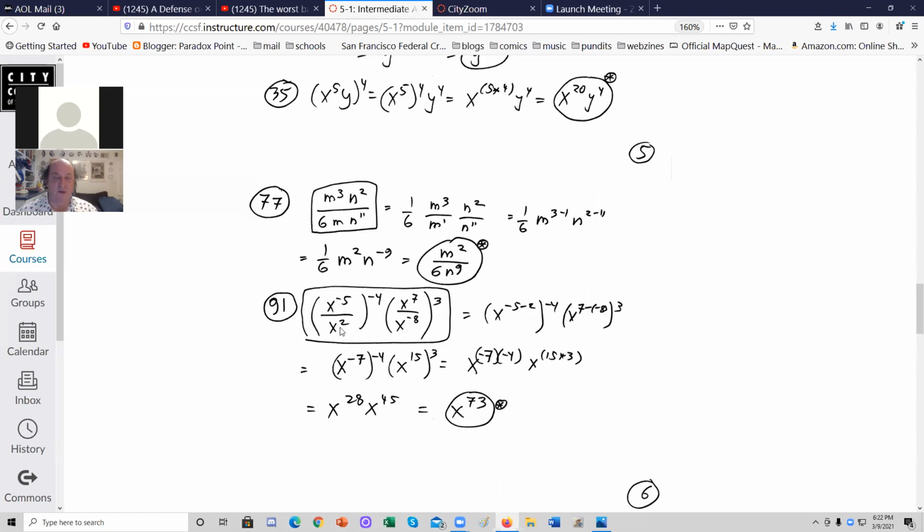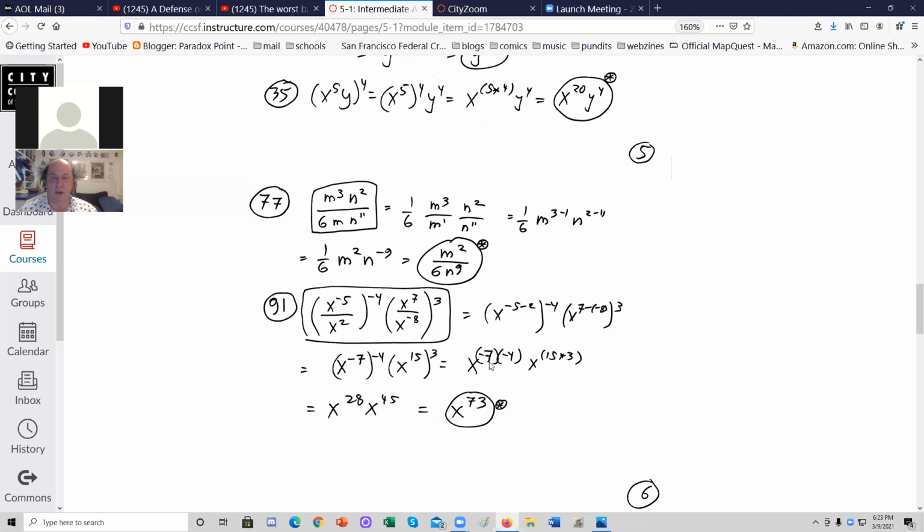X to the negative 5 over 2, x to the 2nd, all to the negative 4th. All that times x to the 7th over x to the negative 8th, all that cubed. Okay, now this ratio, we take a difference, negative 5 minus 2 here: x to the negative 5 minus 2, all to a negative 4th. Here again, we take a difference of powers: x to the 7 minus negative 8, all to the 3rd. All right, so this is an x to the negative 7th to the negative 4th. This is x to the 15th cubed.